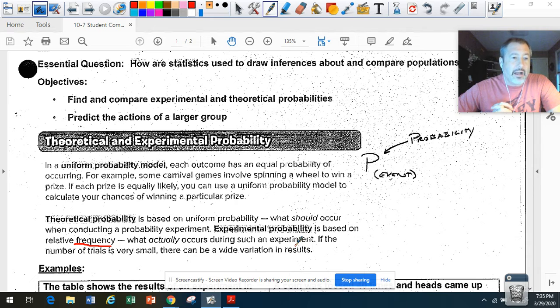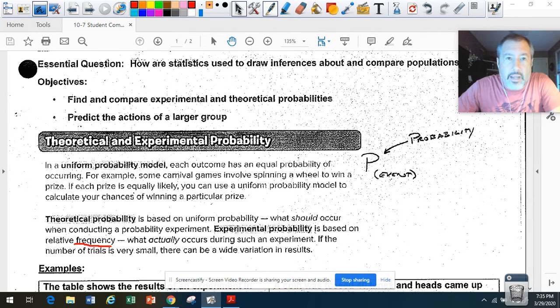If the number of trials is very small, there can be a wide variation in the results. So what we're saying here, if I only did this twice, we're not going to get a good experimental probability. But if I flip a coin 100 times, that's going to give me a realistic view. If I flip it 1,000 times, it's going to give me an even better view of how many times heads is going to come up and how many times tails is going to come up.